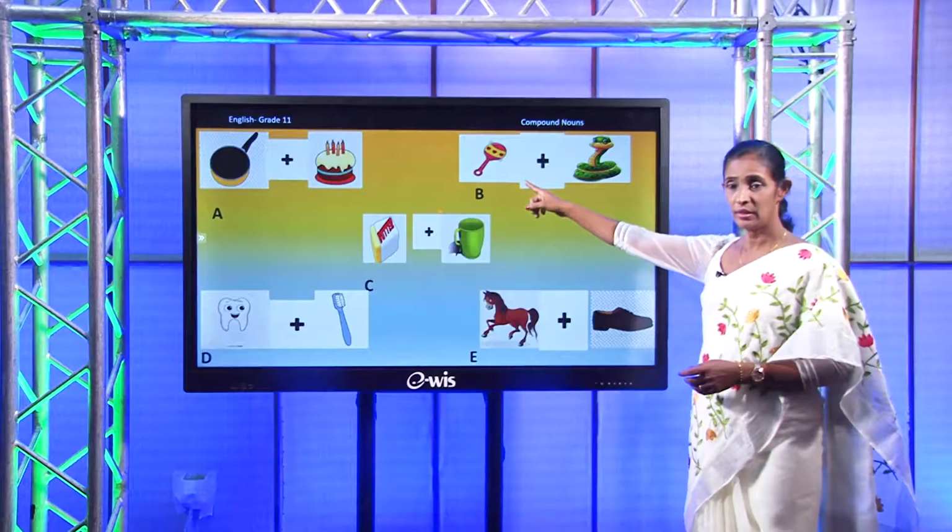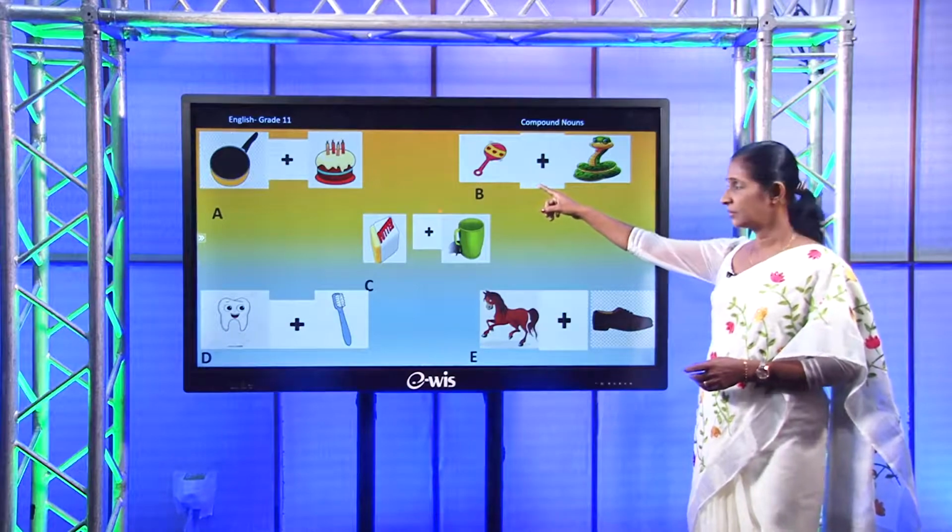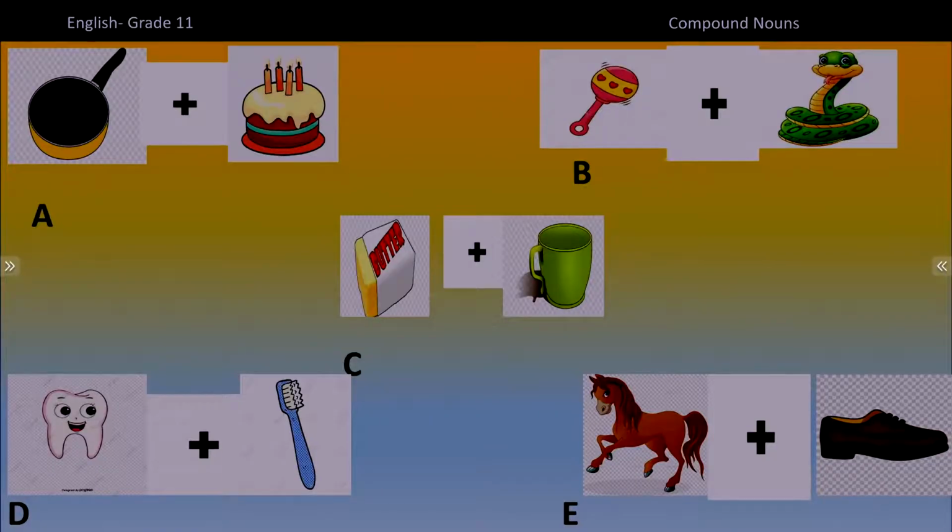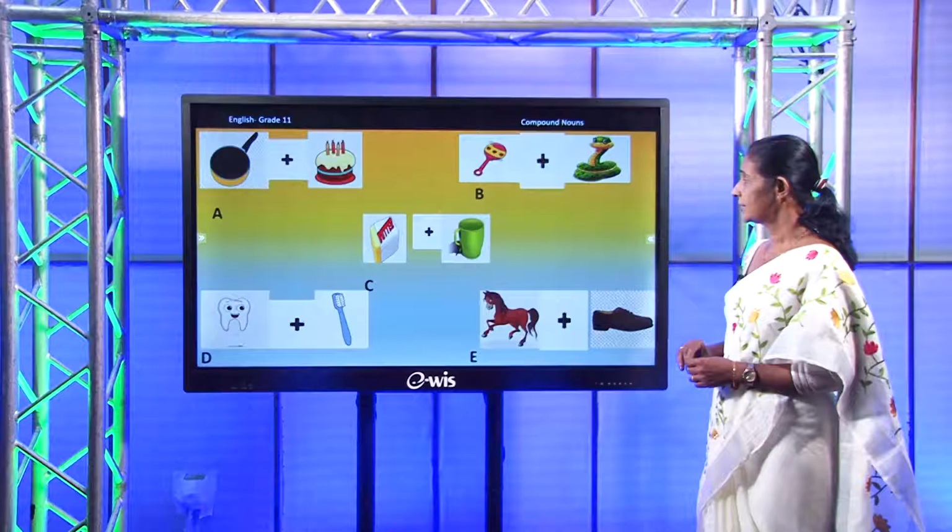You know this word? It's a rattle. A rattle. And that's butter. Other words, of course, you know them. They're very common. A rattle. Shall we move on to the answers?